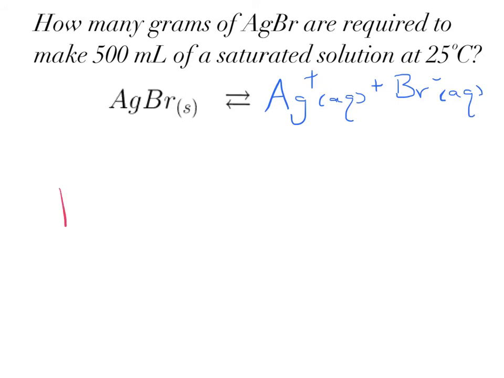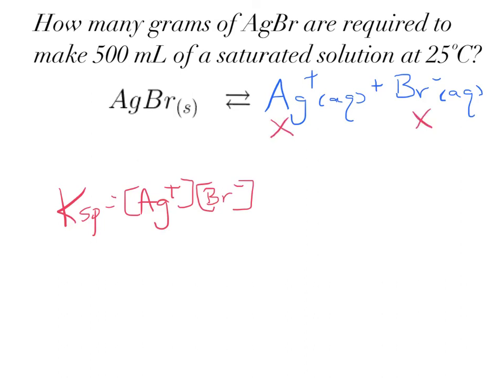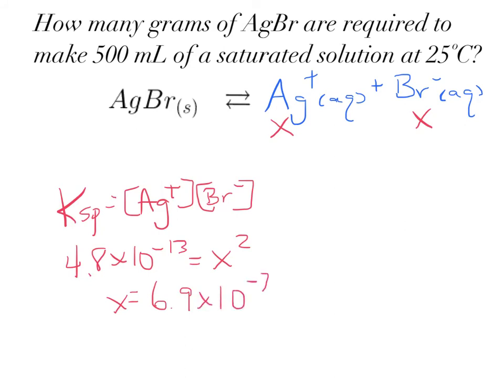So we have a KSP expression. That is Ag plus times Br minus. In your ICE box we had X here and X there, so we ended up with 4.8 times 10 to the negative 13 equals X squared, or X equals 6.9 times 10 to the negative 7 moles per liter. But it's asking us about how many grams of AgBr, so we need to change this into grams. Again, we also changed it into grams on number 5, so you can check there.